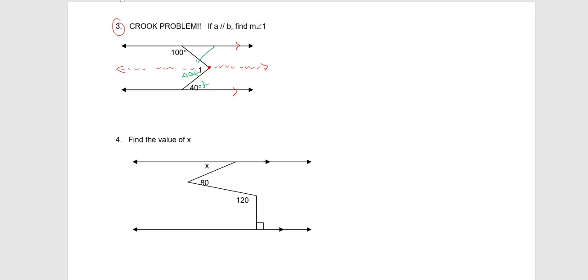I also know that this angle is same side interior angles with this 100 degrees. So that means this has to be 80. So that means that the entire angle 1 is going to be just equal to 80 plus 40, or 120 degrees.